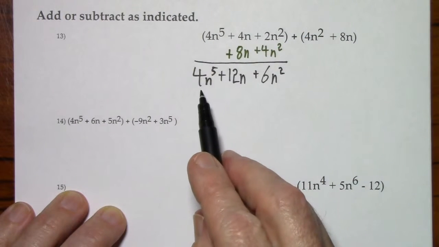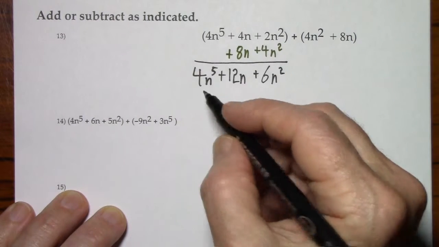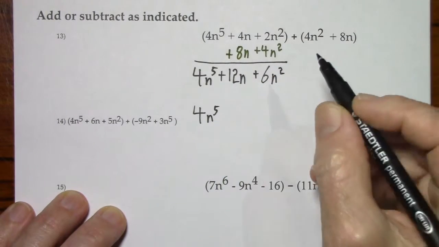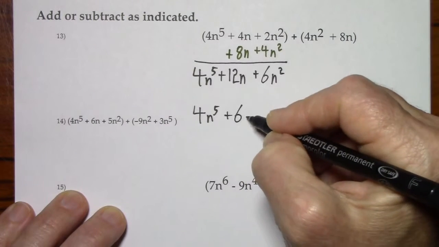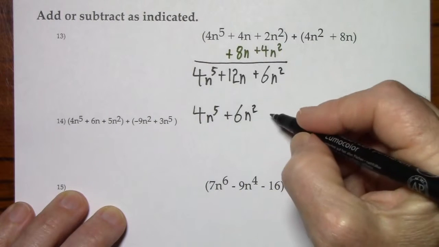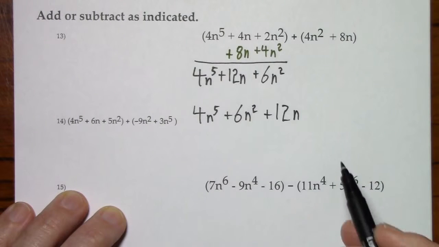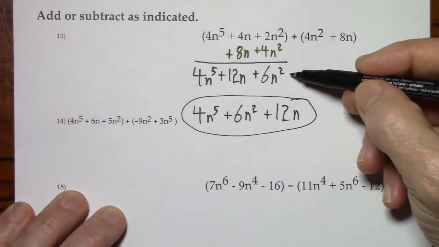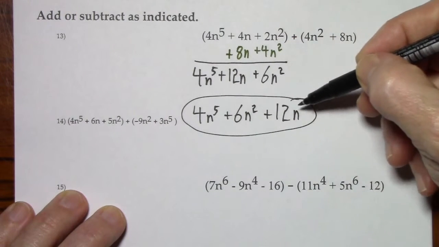The common practice is to put exponents in descending order. So we'll start with 4n to the 5th. The next one would be plus 6n squared. And finally plus 12n to the 1st, but we simply write 12n. This is correct, but this is in a better form. Again, the exponents should be in descending order.